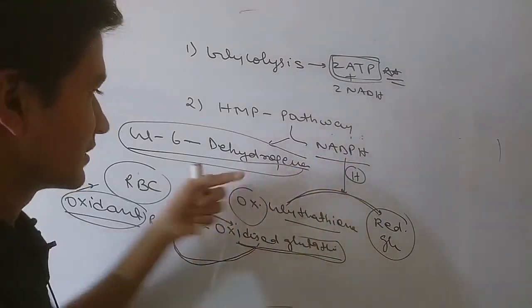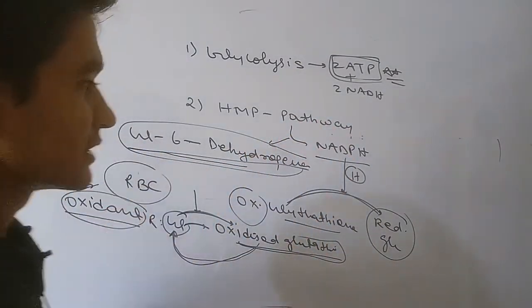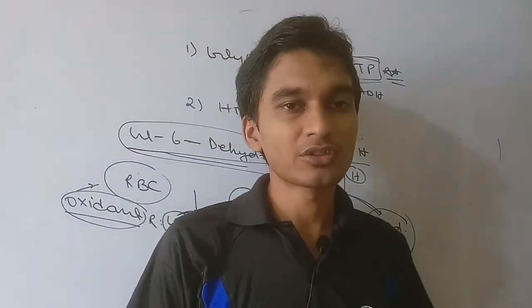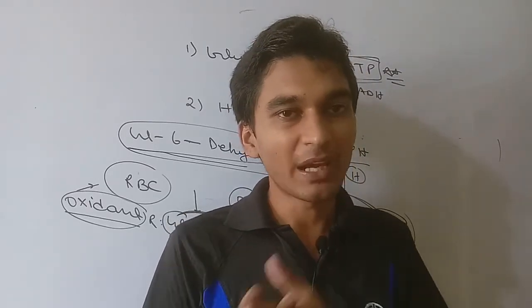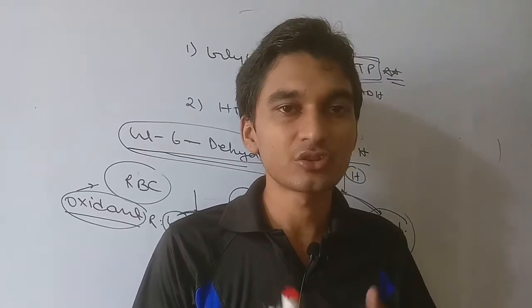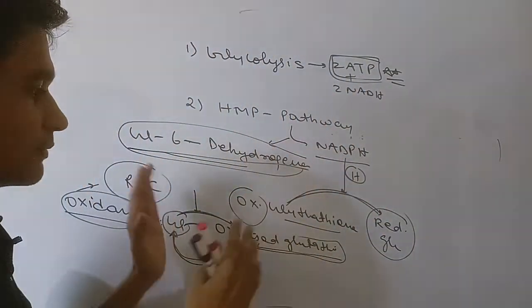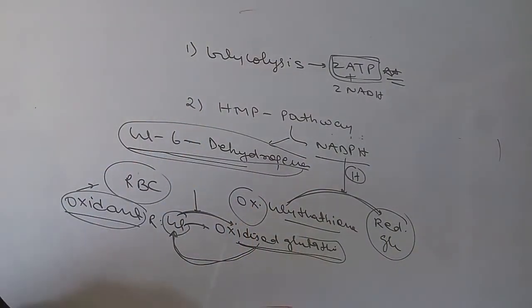If NADPH is deficient, meaning glucose 6-phosphate dehydrogenase is deficient in RBC, then the RBC membrane can be oxidized, because once glutathione is converted into oxidized glutathione, it will not be converted back to reduced glutathione because of the deficiency of glucose 6-phosphate dehydrogenase, the deficiency of NADPH. So this process is helping to maintain the RBC membrane fragility. Clear?